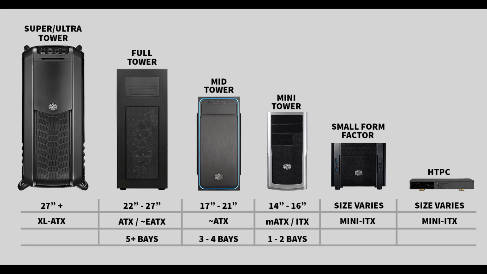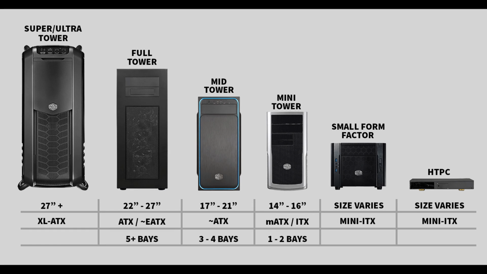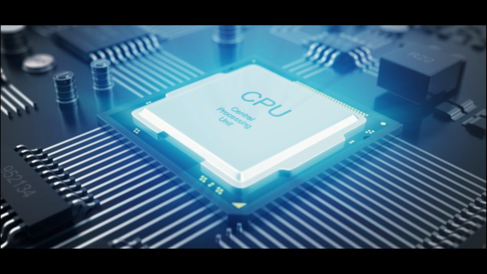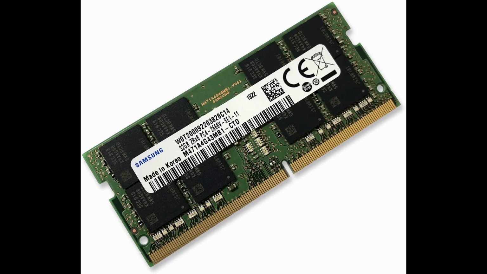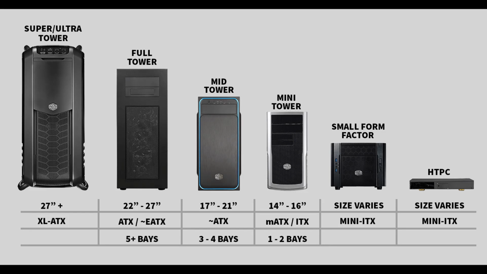The case comes in different sizes, ATX or mini ATX for example. This size corresponds to the size of the motherboard. So make sure the motherboard you get corresponds to the right size for the case. So, a quick summary of these parts. Every computer comes with a CPU, a motherboard, RAM, video card, power supply, storage, and case.